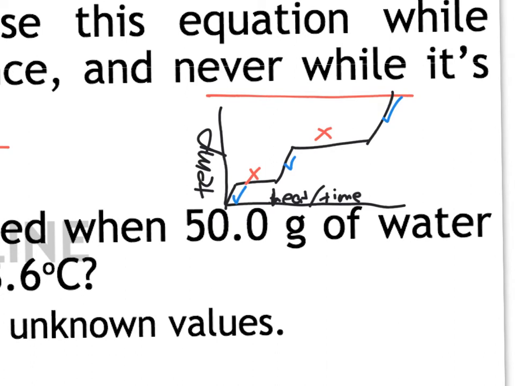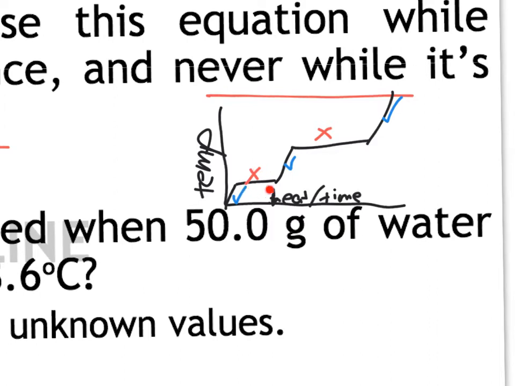I was saying that you can use Q = mcΔT when the substance is heating up. So that's all of the blue check marks. So this is a solid, which is increasing its temperature. You can use Q = mcΔT there. In the second section, we have a liquid, which is increasing in temperature. So you could use Q = mcΔT there. And lastly, we have a gas that's increasing its temperature. So you could use Q = mcΔT there.